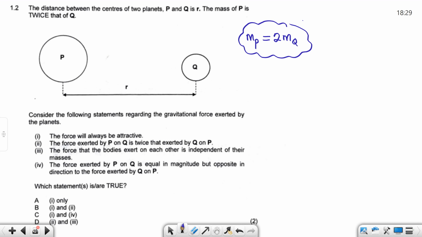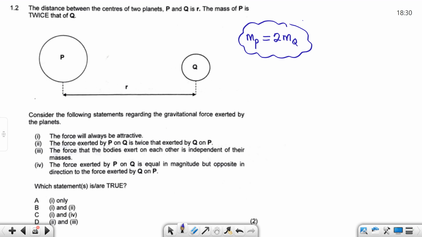Consider the following statements regarding the gravitational force exerted by the planets. 1: The force will always be attractive. 2: The force exerted by P on Q is twice that exerted by Q on P. 3: The force that the bodies exert on each other is independent of their masses. 4: The force exerted by P on Q is equal in magnitude but opposite in direction to the force exerted by Q on P. Guys, we are not going to go to A, B, C, D. All right, let's quickly, you got to go fast here.